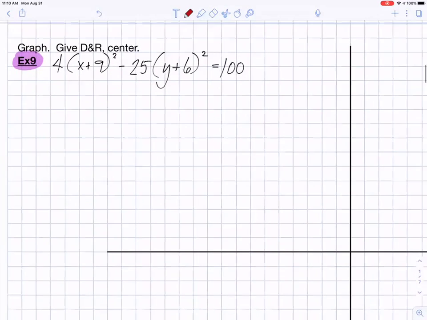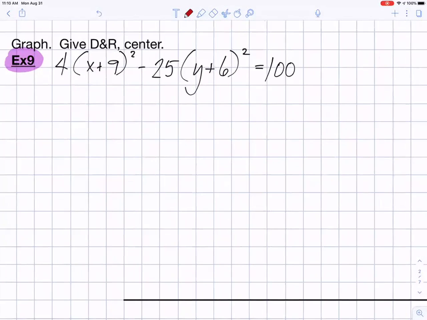Now, before I can get started on example number 9, what has to happen? Got to get standard form. What am I going to do that? Divide by what? Divide by 100. All right, so all 3 terms divided by 100. So I got my equals 1 on the right side, which is what I wanted.